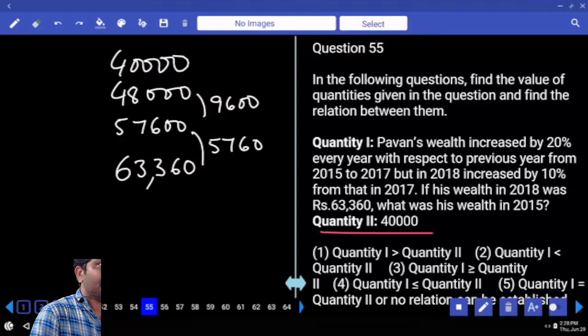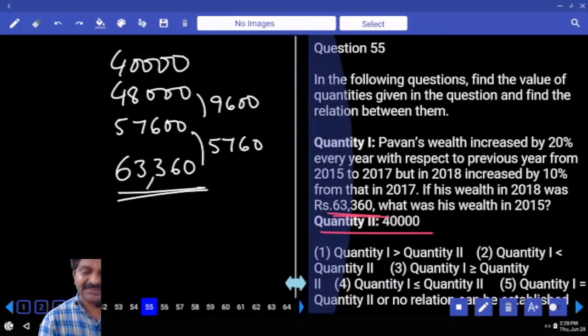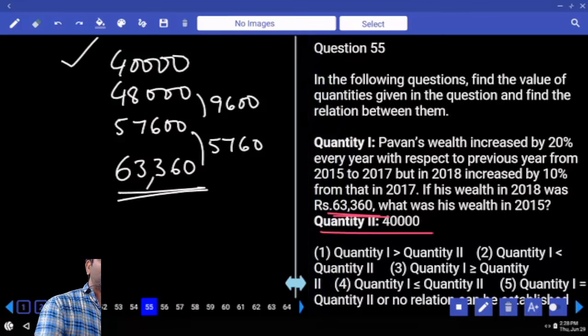Is this the number that we have in the question? Yes? That means the 2015 value was 40,000 only. Hence both are equal.